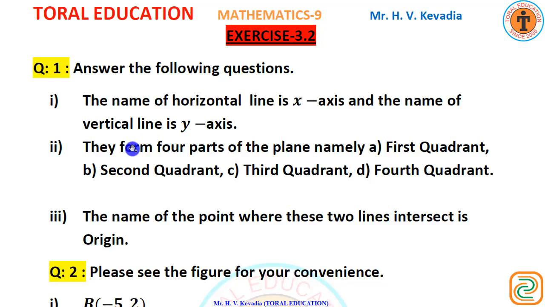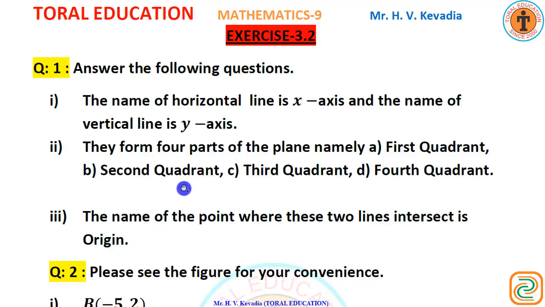The second question is, what is the name of each part of the plane formed by these two lines? They form 4 parts of the plane, namely first quadrant, second quadrant, third quadrant, and fourth quadrant. The third question, write the name of the point where these two lines intersect. When the x-axis and y-axis intersect at a point, this is called the origin, right? The name of the point where these two lines intersect is the origin.